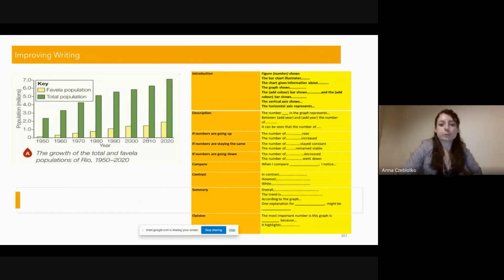So where's the introduction? How to describe? What can we use if numbers are going up? And again, this can be modeled. I think modeling it once is enough. Students can refer to such a resource later independently.